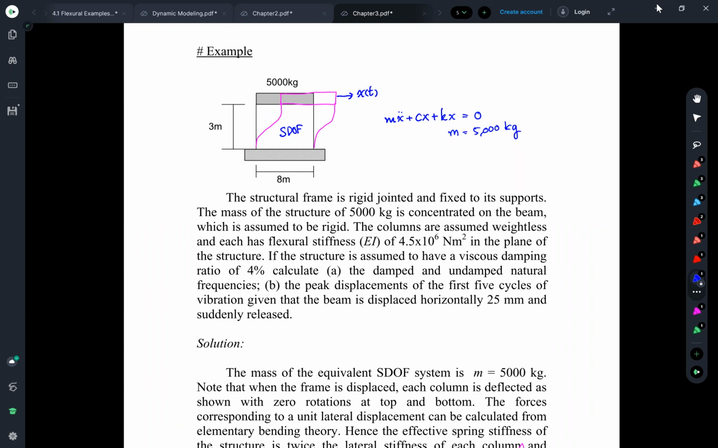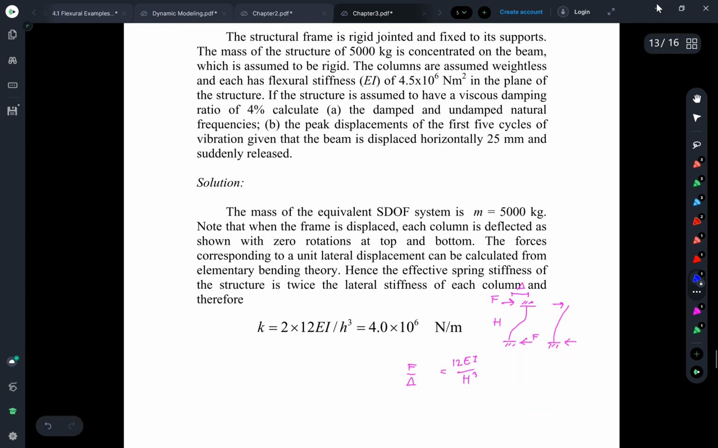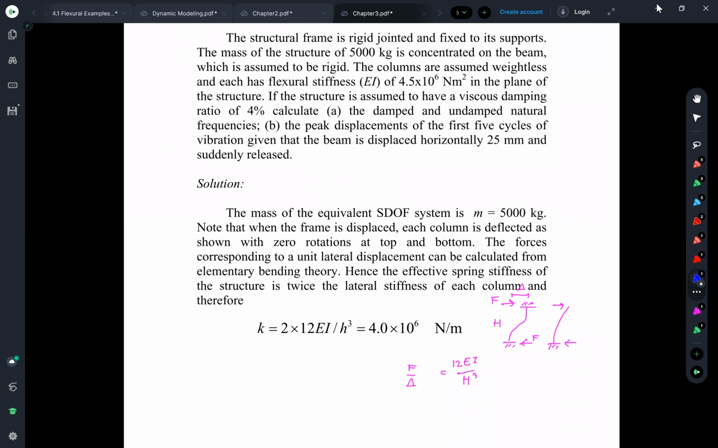Parameter c, let me do the k first. K may be pretty easy, right? The k is like this: you have 2 columns. Each column has something like 12 EI over H power 3. You look at the pink drawing. If you have the column in a shear mode motion like this, fixed on the top of the column and the bottom of the column, and let it go horizontally, you will have F over delta. This is system number 1. F over delta is 12 EI over H power 3.